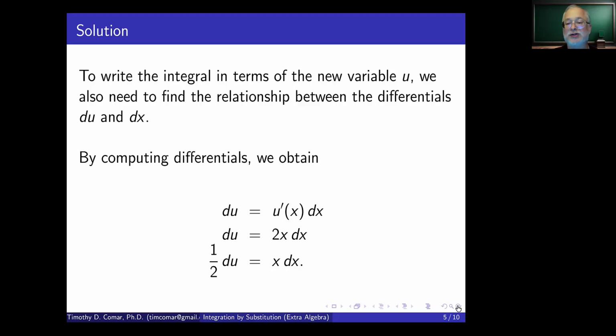So now to write the integral in terms of the new variable u, we also need to find the relationship between the differentials du and dx. By computing differentials, we obtain as follows. So du is just the derivative of u times dx. And remember that u was x squared plus 1, so du is simply going to be 2x dx. And since we did not have a coefficient of 2 in our original integral, we're just going to divide through to make things a little more convenient. So 1/2 du is just x dx.